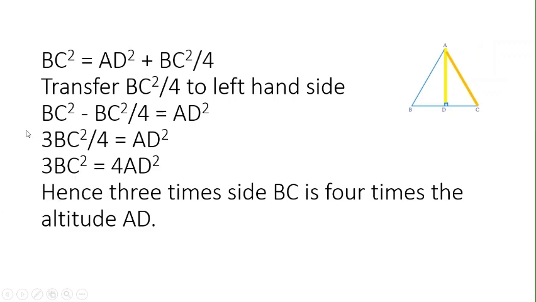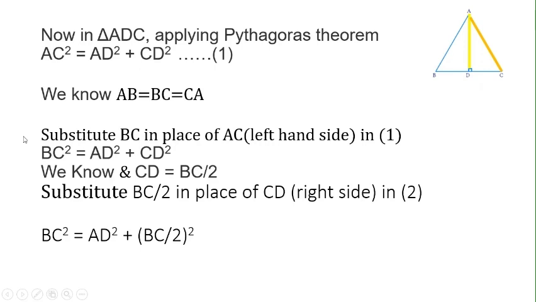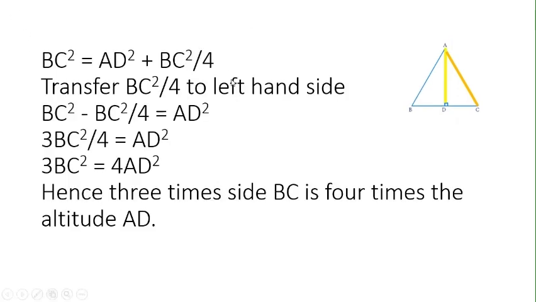Now we are simplifying. BC square is equal to AD square plus BC square by 4, since BC by 2 whole square becomes BC square by 4. For simplification, we are transferring this term to the left hand side. So BC square minus BC square by 4 is equal to AD square. Now we have taken the LCM. Further simplification, what do we get? 3BC square by 4 is equal to AD square. Again we are transferring this 4 to this side. 3BC square is equal to 4AD square.